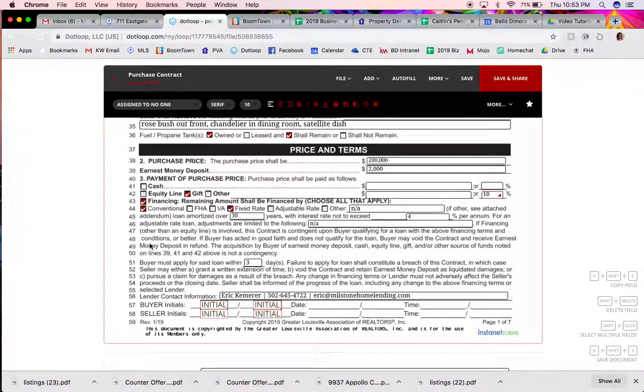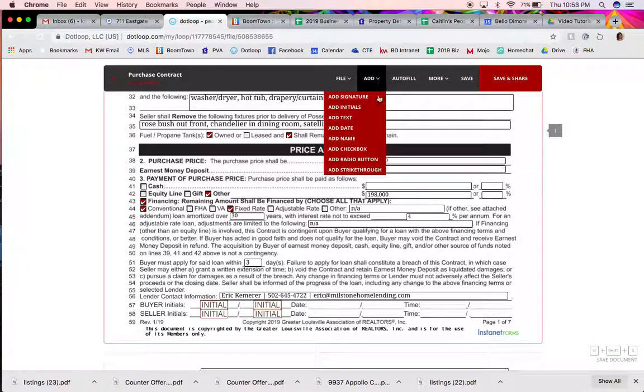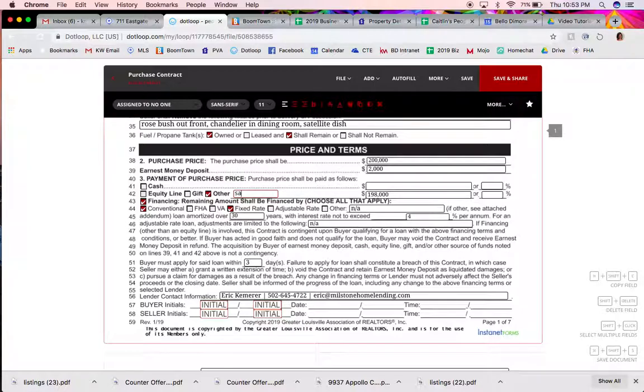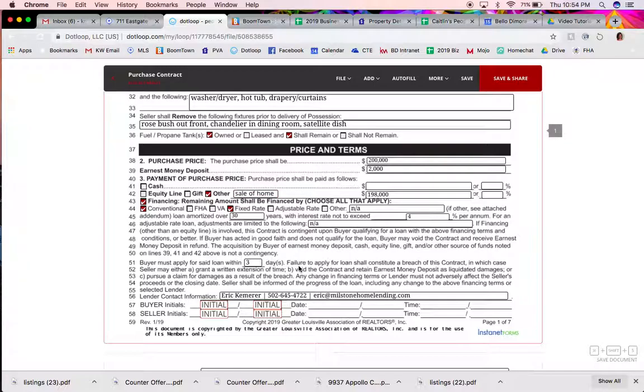Say you are selling a house in order to purchase, and it's contingent upon that house selling. However, let's say that you can pay cash once that house sells. That is still not a cash offer. That is other, because you do not have that cash in hand right now. You can say 100% down, or you could say, in this case, because we're putting $2,000 of earnest money, $198,000 of it will be cash, and then we would fill in a box here that says sale of home. They need to know where the money is coming from, okay?